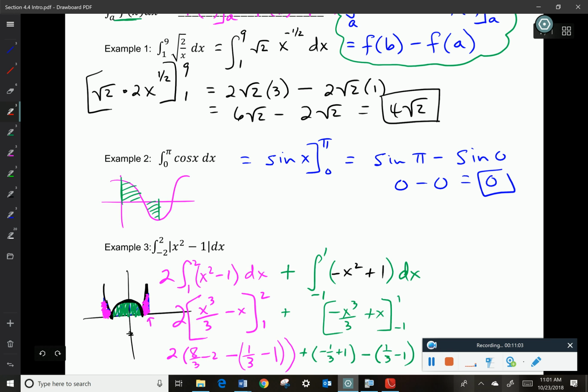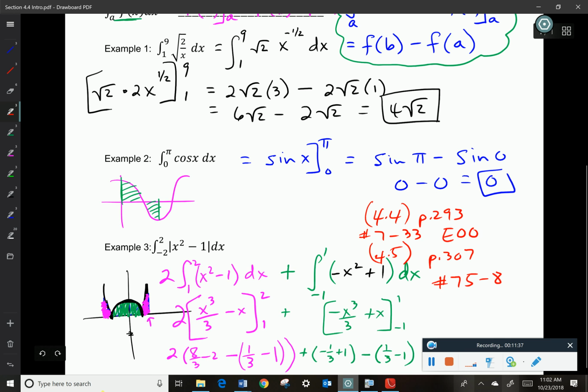The homework from this particular day was just practicing this concept of doing the integration and plugging in the numbers. It's on your calendar, but I'll put it down. From section 4.4, I think it's page 293, you're going to do number 7 through 33, every other odd. And then from section 4.5, you're going to do page 307, number 75 through 85. And on that section, it's the odds.